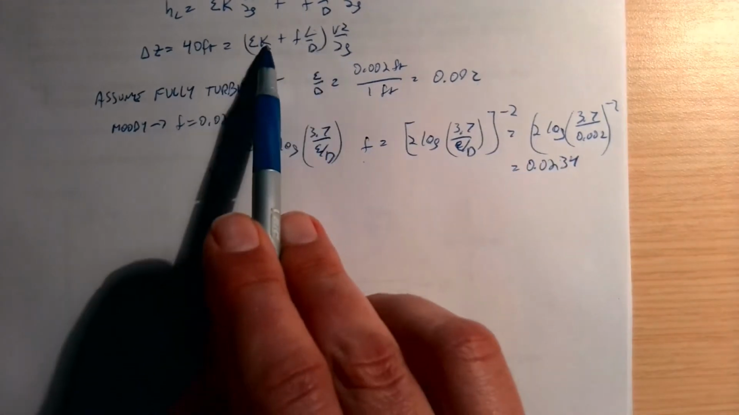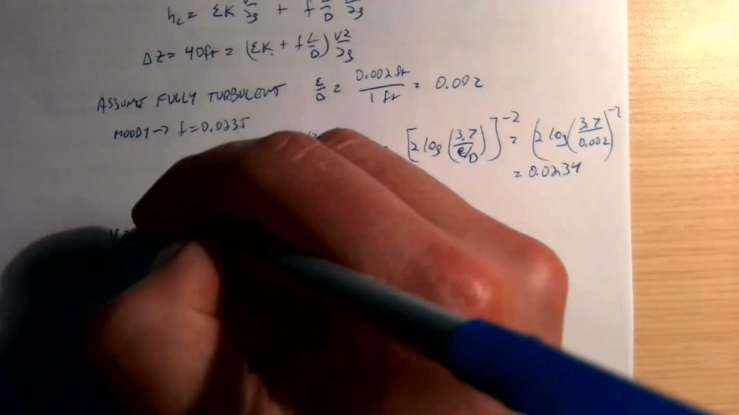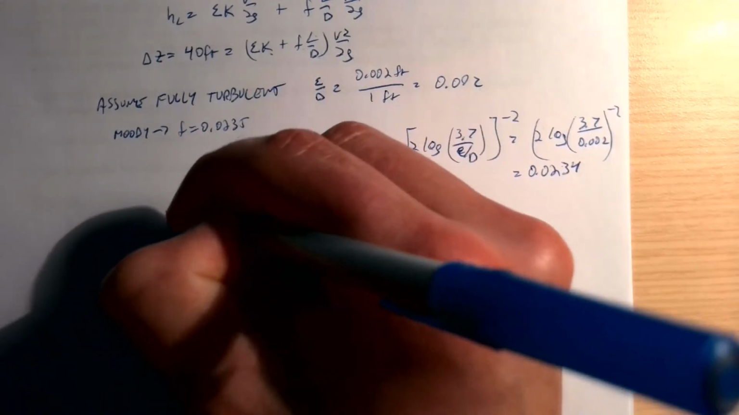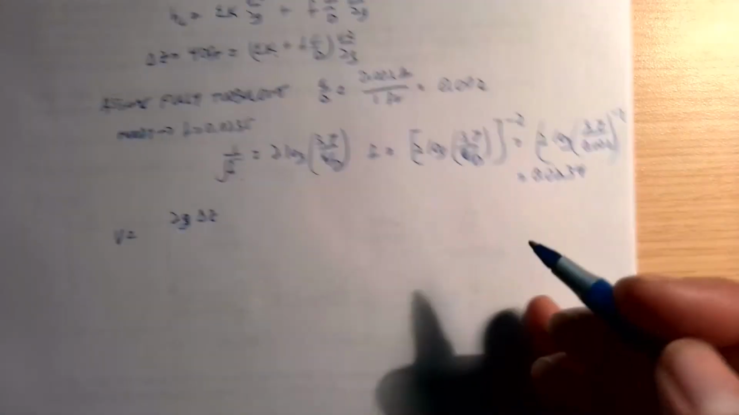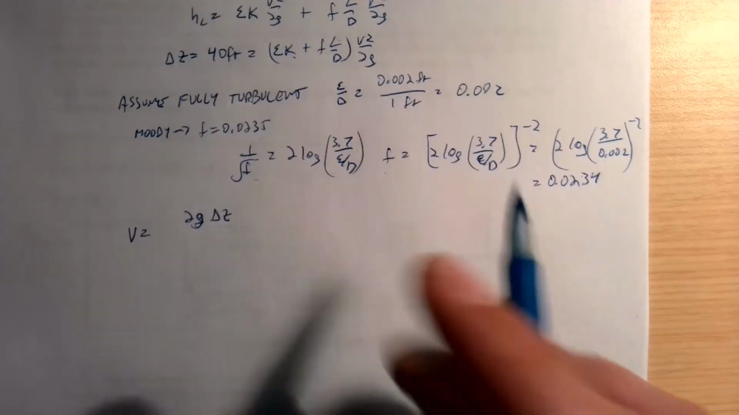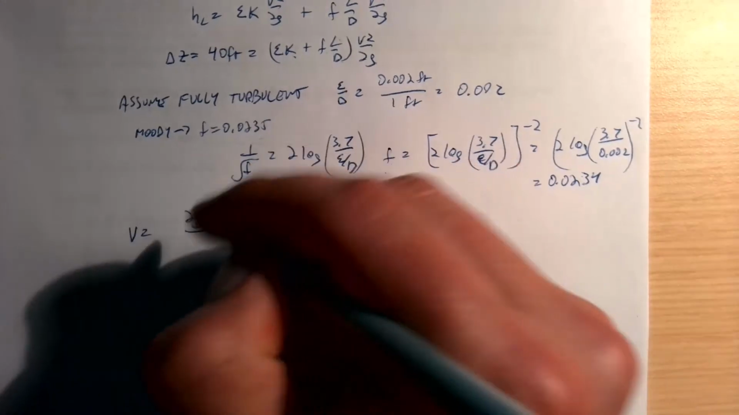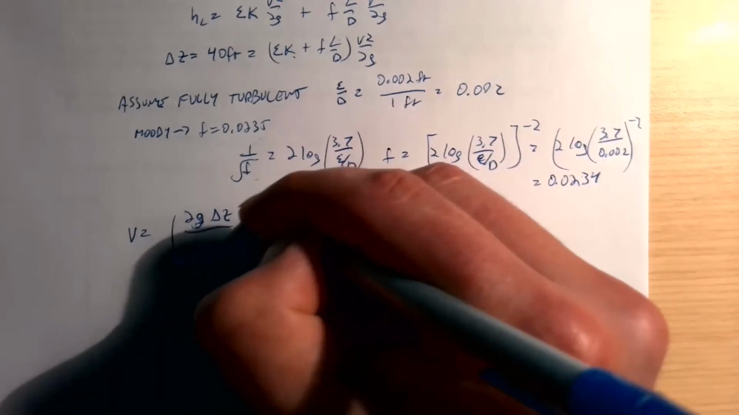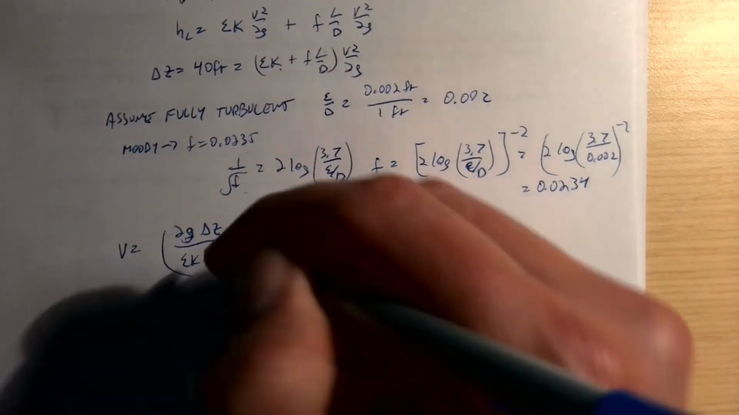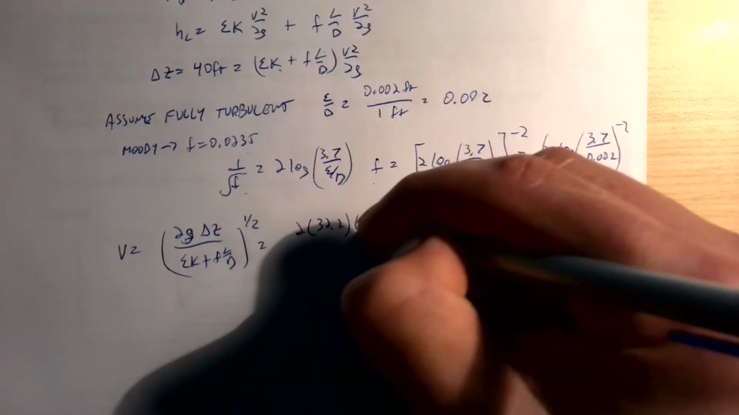We have L, we have D, we have our sum of the K's, and we have g. So we can solve for V. These are all the same equations that we've seen other times in the class. I know it seems hard when you're first doing it, but there's only so many different problems you can set up. So V is equal to 2g delta Z over sum of the K's plus fL over D, all that to the square root.